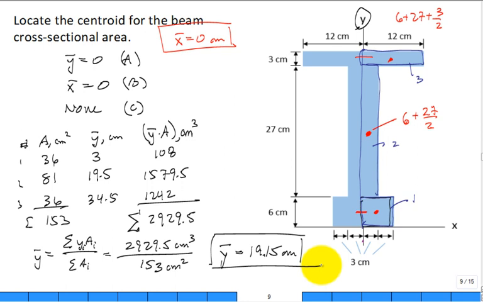We should check it. We should try to figure out, okay, where is that at? If you look at it, this was a 19.5, so it's a skosh below, just a little bit below the centroid for the second area, for the y bar. Make sense? Very good. All right.